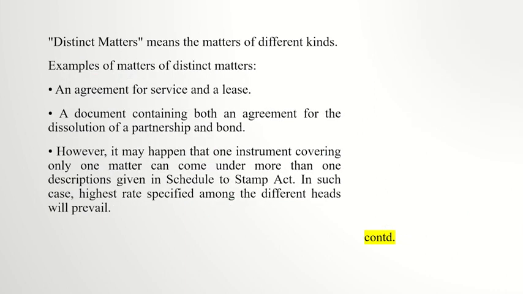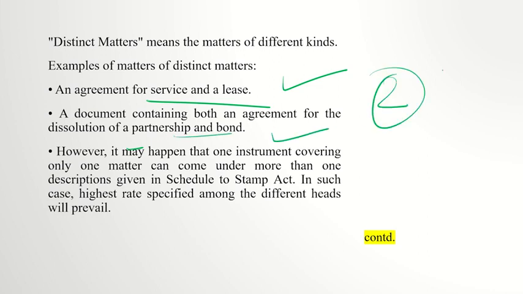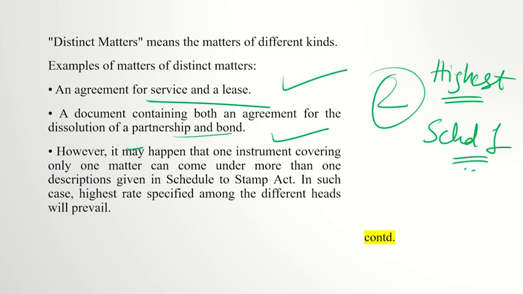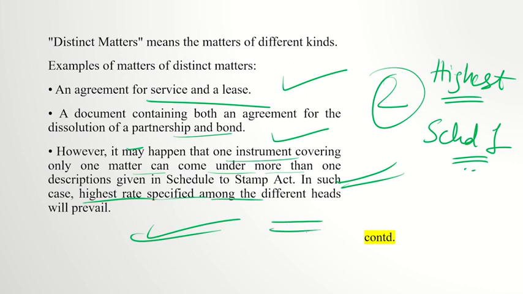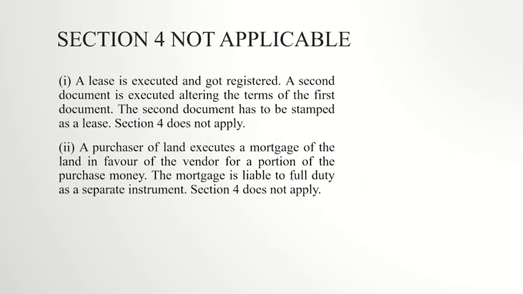What do you mean by distinct matter? For example, an agreement for service and lease, so there are 2 distinct matters. A document containing both an agreement for dissolution of partnership and a bond, so there are 2 different things. If I am getting confused, I must pay the stamp duty which is highest as per schedule 1. But sometimes one instrument covers only one matter but can come under more than one description. Then the highest rate specified among the different heads will prevail. If it is coming under different heads, we have to take the highest. That is very important.